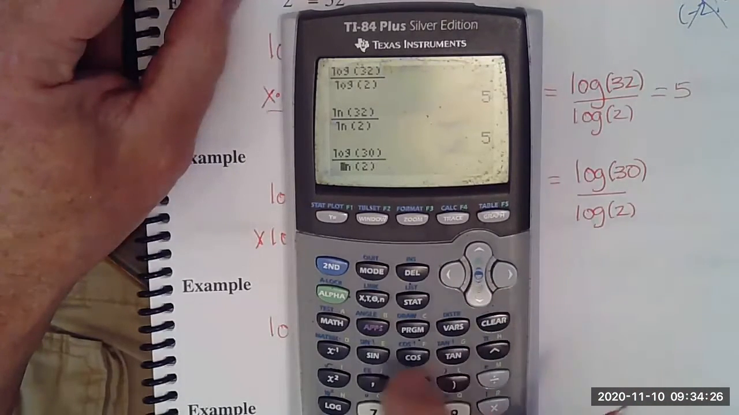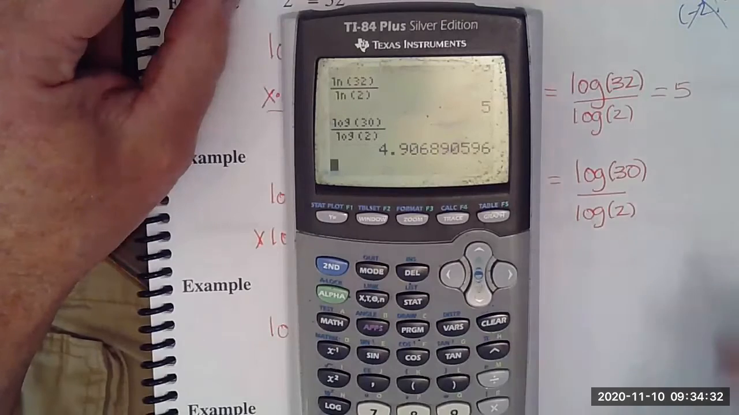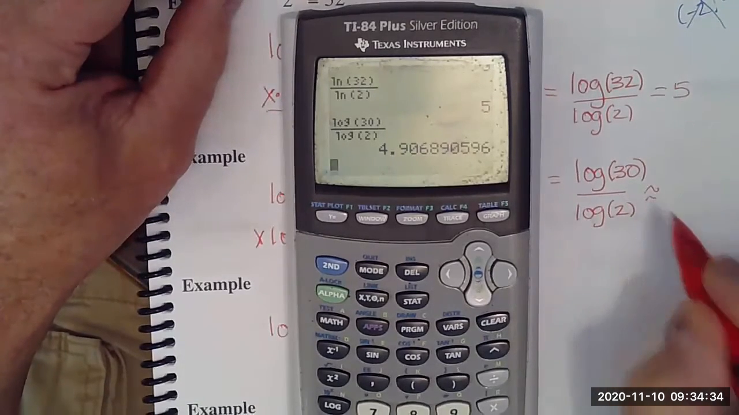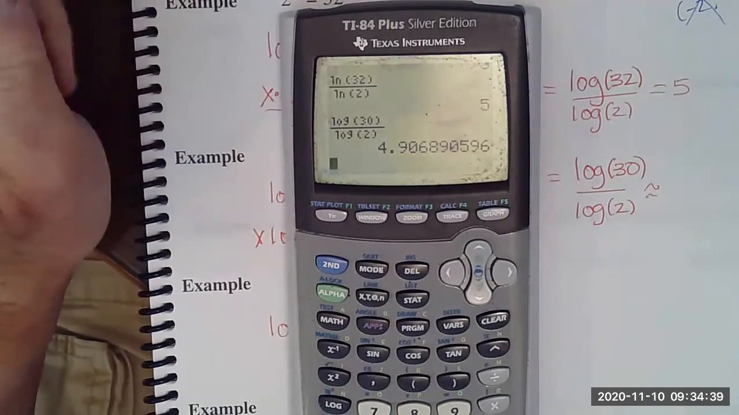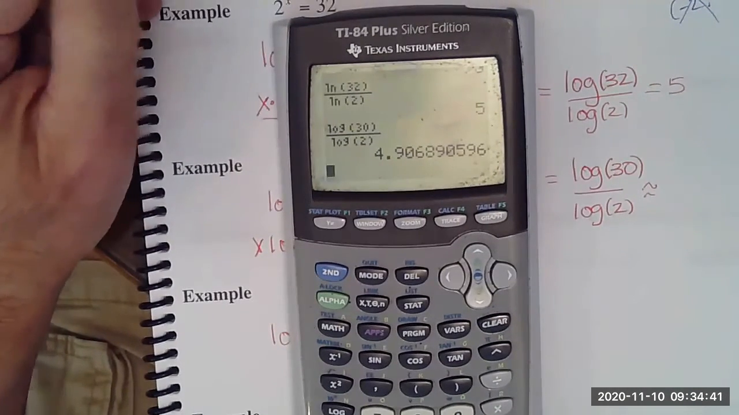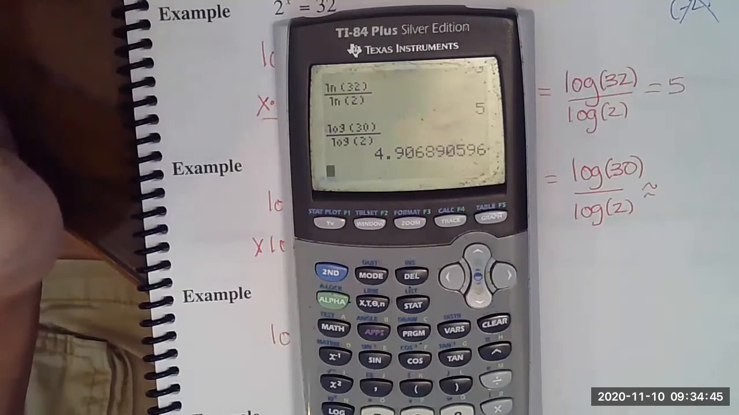So log, where's my log button? Okay, log 2. Oh, so this one's squiggly. And then you say, well, where, Jeff, do you round? I don't care. On your homework, your group quiz, let's say 2 decimal places.